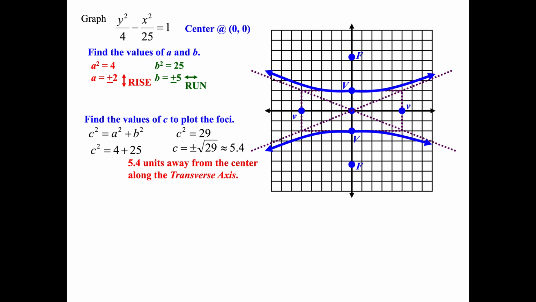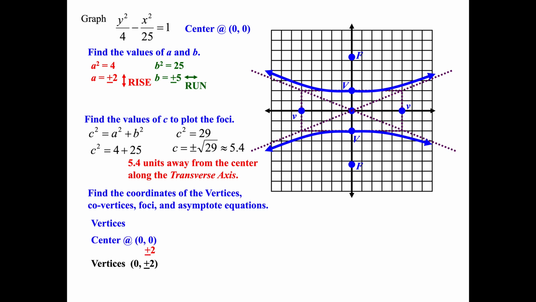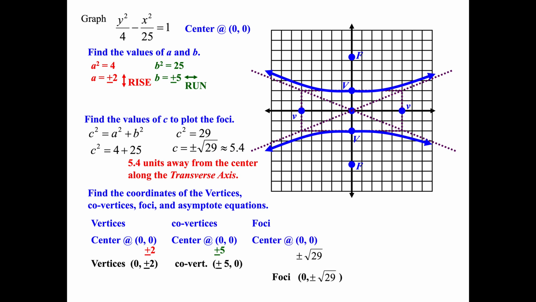Finding my coordinates, again, everything starts at the center for my vertices. Start at 0, 0, add and subtract the 2 to the y-coordinate because we counted up and down. Counted left and right 5, add and subtract that to the 0 of the x-coordinate. Foci, plus or minus square root of 29 to the y-coordinate of 0. Asymptote equations, y equals positive or negative 2 over 5 times x.